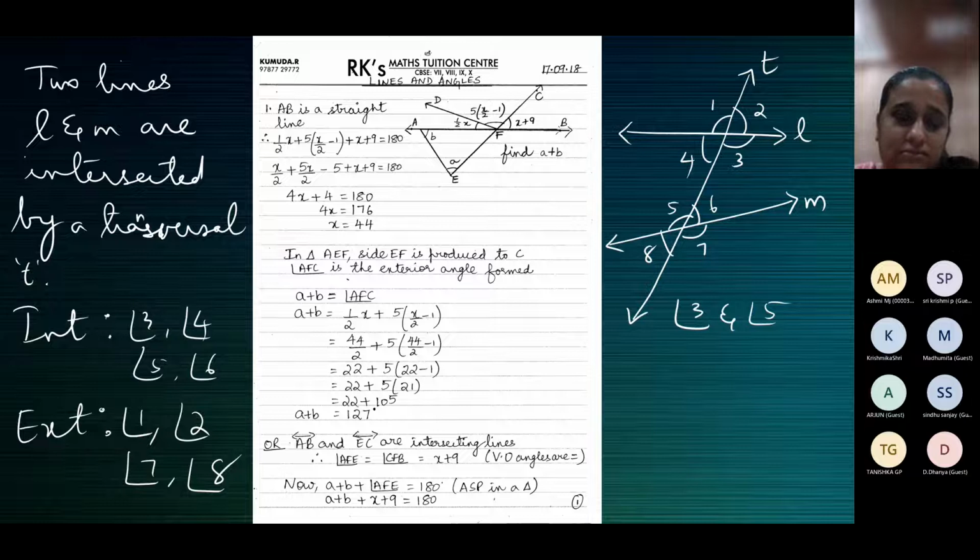Yes, children? No, ma'am. They are false. Madhumita says no. Danya, is it? Yes, ma'am. Okay. Danya says no. 3 and 5 are not alternate interior angles because L is not parallel to M. Okay. Please share your thoughts, children.